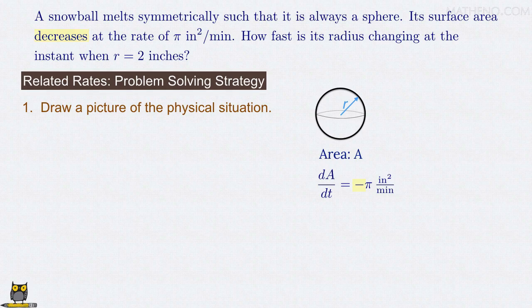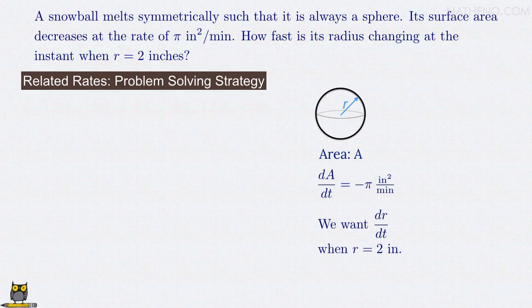Let's also note that the question is asking us, how fast is the radius changing? That is, we need to find the value of dr dt at a particular instant when r equals 2 inches. We won't actually make use of that value until the end of our solution.